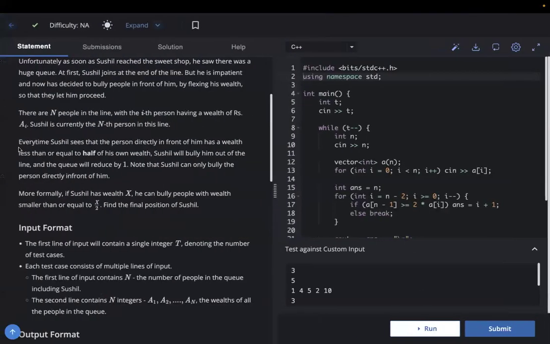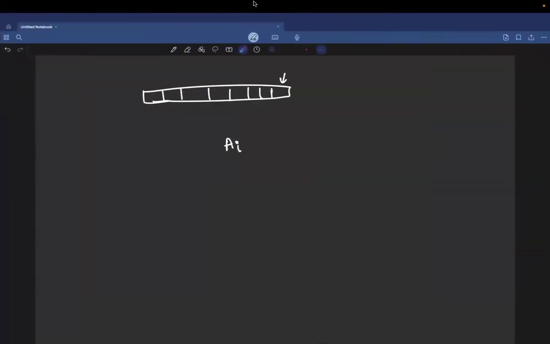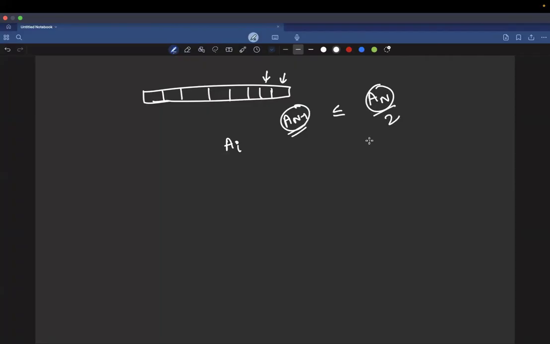They have told us that he can bully the person right in front of him if that person has less than or equal to half of his total money. So if Sushil is having an amount of money A_n and the person right next to him is having A_{n-1} amount of money, and if A_{n-1} is less than or equal to A_n by 2, in this case, Sushil can bully this guy. And what will happen next is Sushil will come at this place and the guy who was right next to him will come at this place. They will basically swap their positions.